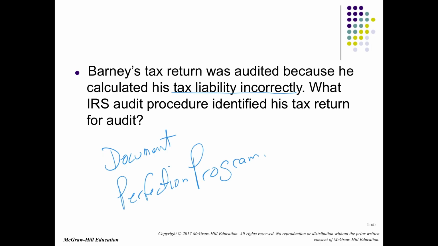Essentially what that means is, and it's gotten a lot easier now that things are electronic, the IRS sanity checks your math. Is your decimal point in the right place? Did you add 50 and 50 and get 100? Did you transpose the numbers in your Social Security number? Those types of things. So that is document perfection. It's just designed to identify arithmetic errors and clerical errors, essentially.